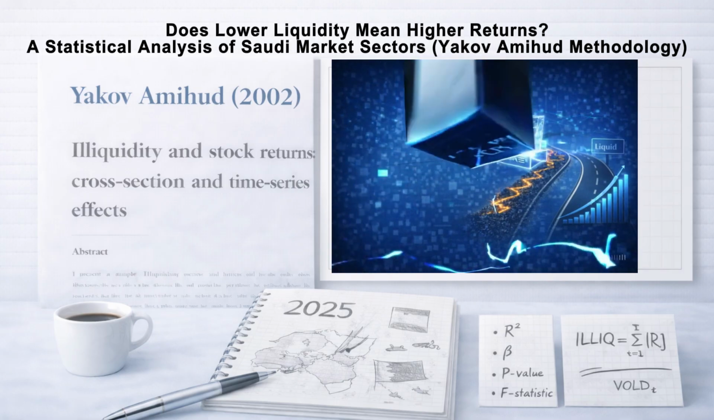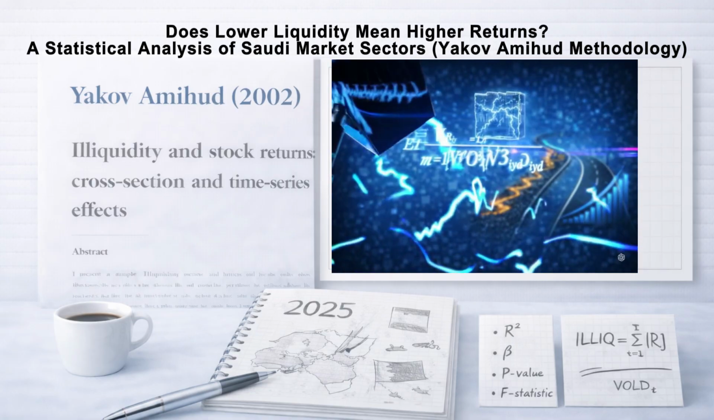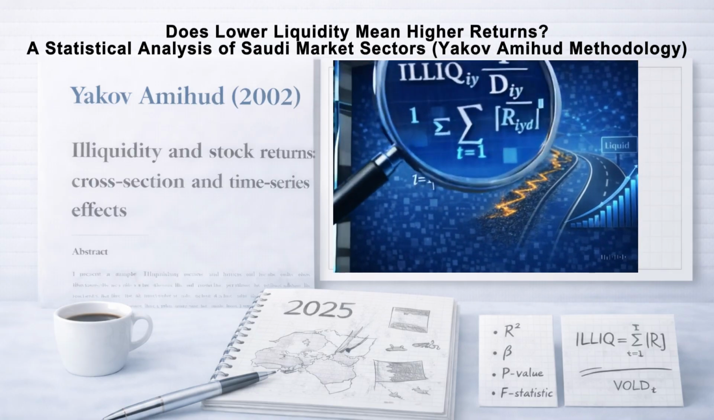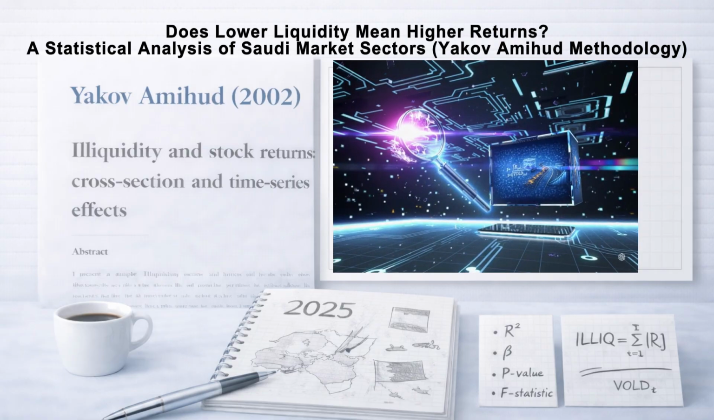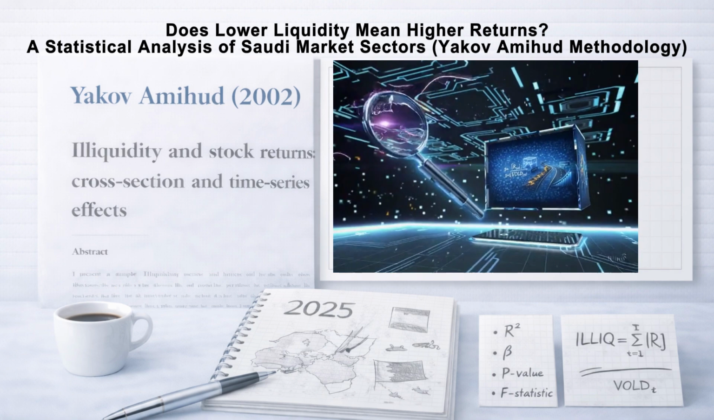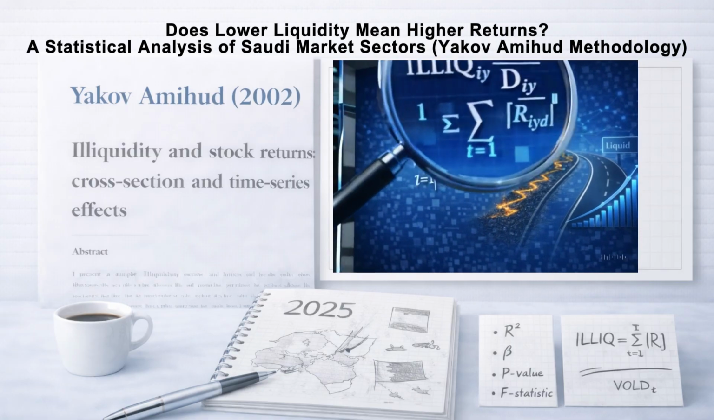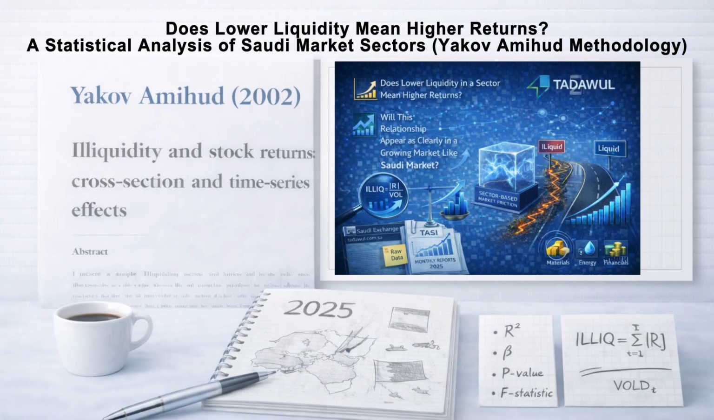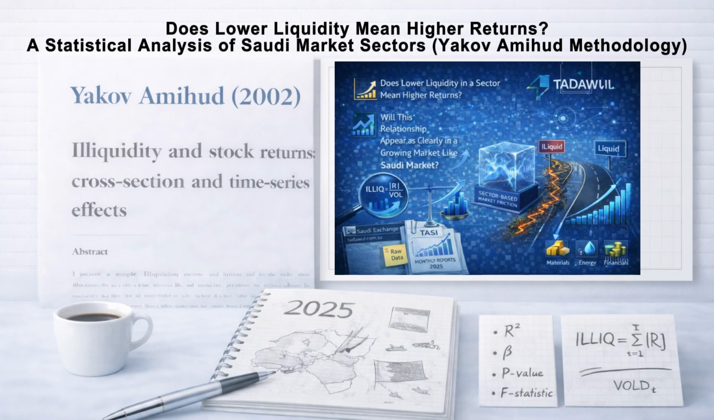He tested the relationship across stocks and over time, while controlling for factors such as size, market value, and risk to make sure the effect was truly coming from liquidity. And his results show a clear positive relationship between lower liquidity and higher expected returns. Today, I will use the Amihud approach, but instead of applying it to individual stocks, I will apply it to sectors in the Saudi market with the target of answering two questions. Does lower liquidity in a sector actually mean higher returns? And will this relationship appear with the same clarity in an emerging market like Saudi Arabia?